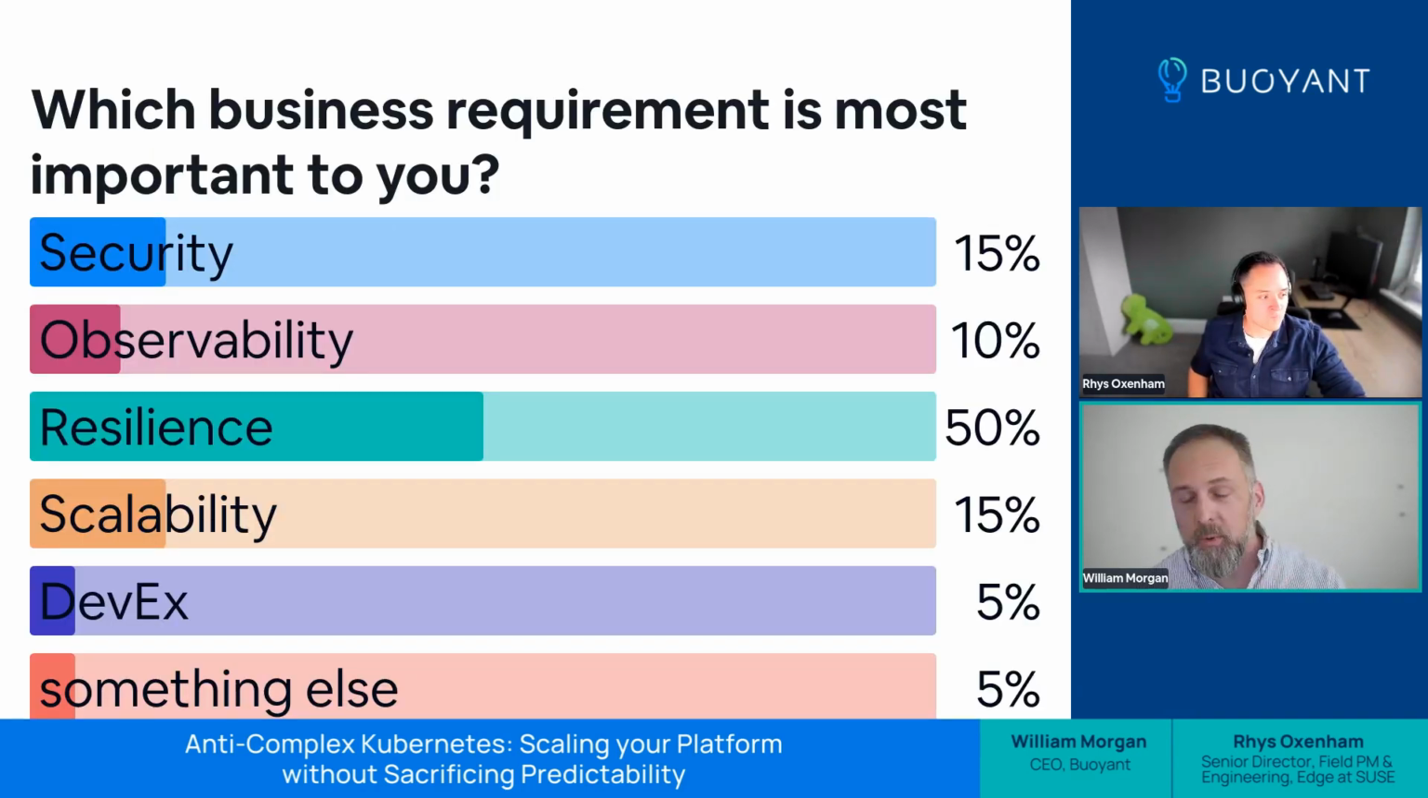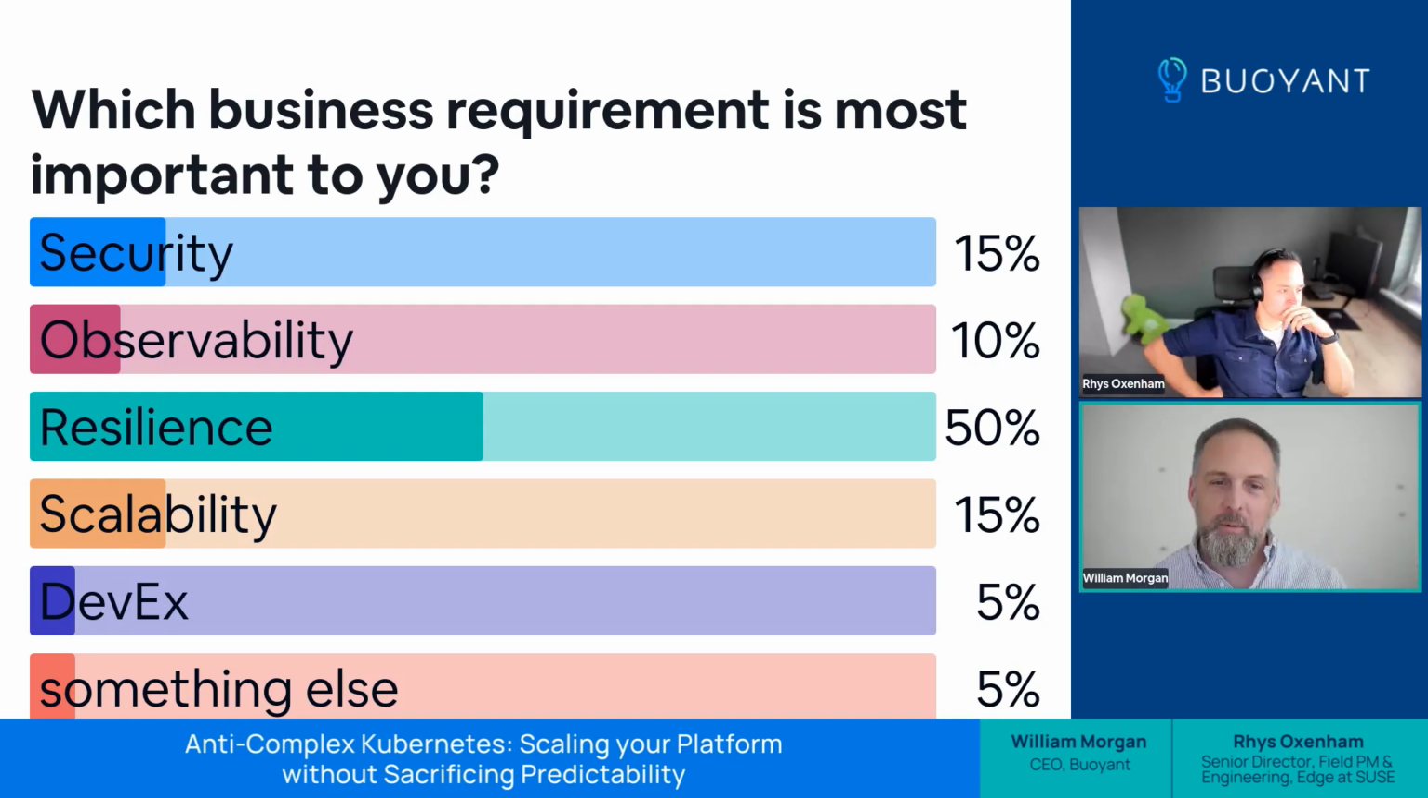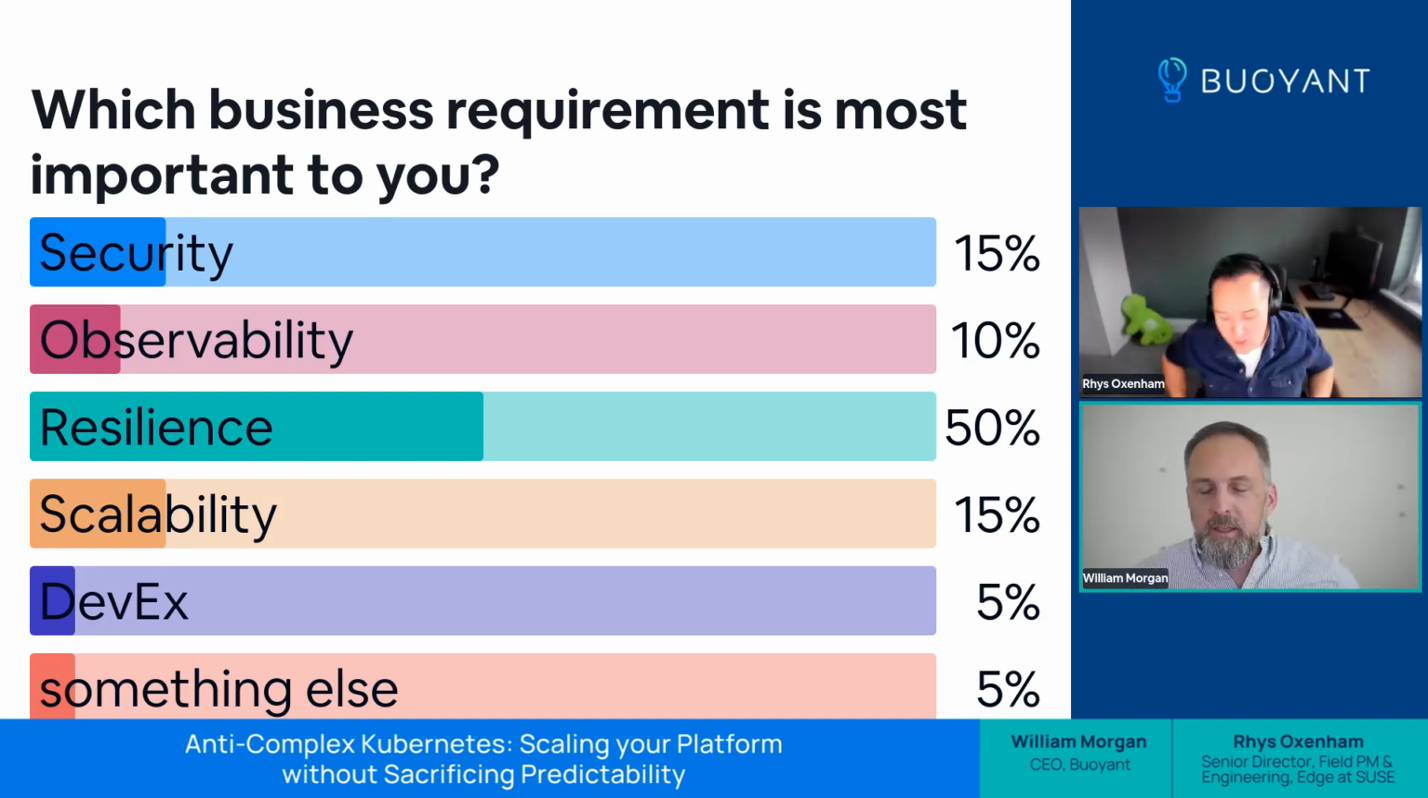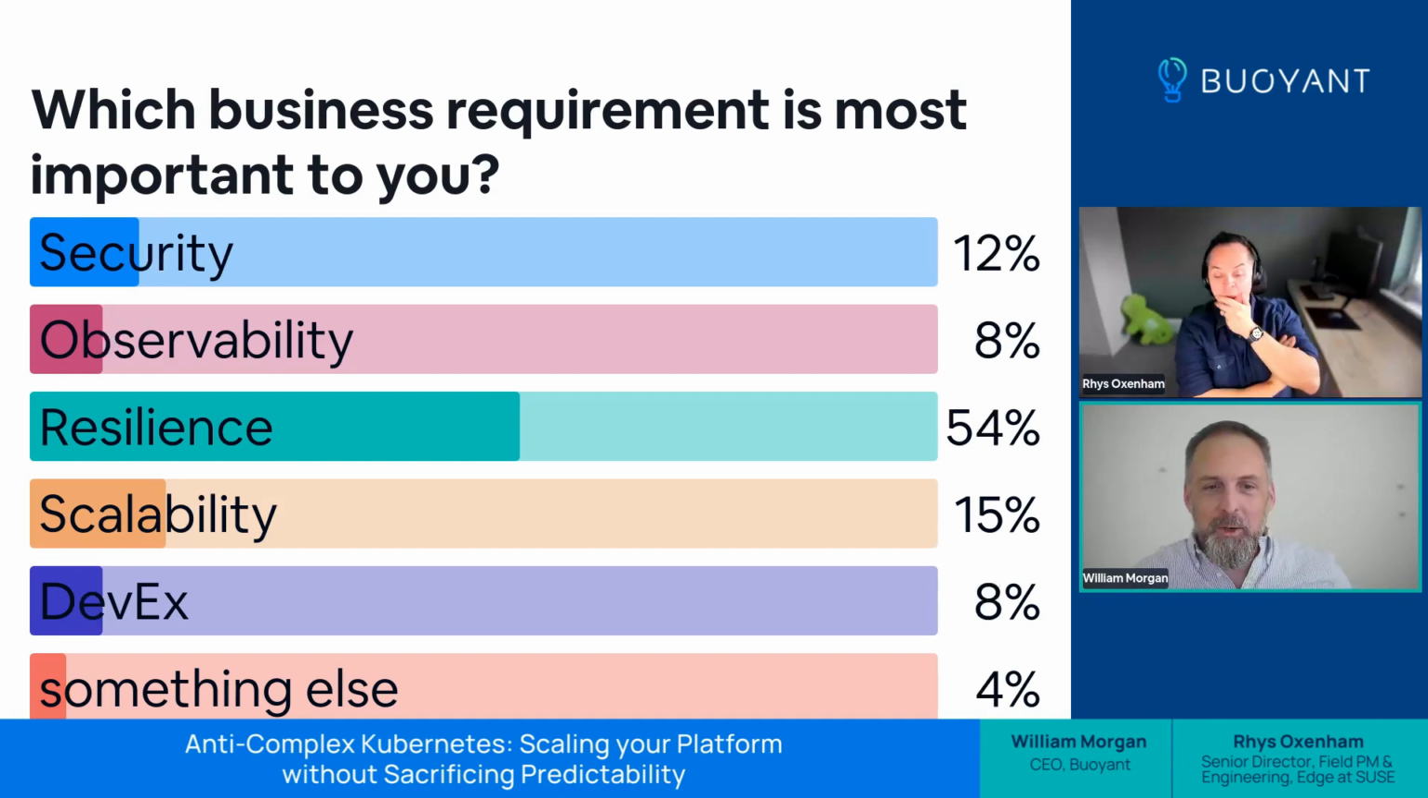And that's like an impossible question, because they're all important. But I was curious to see what people would say. 50% picked resilience as the most critical business requirement. That's the thing that's most likely to get you fired, I guess, is a way of interpreting this. Something else, 4%.